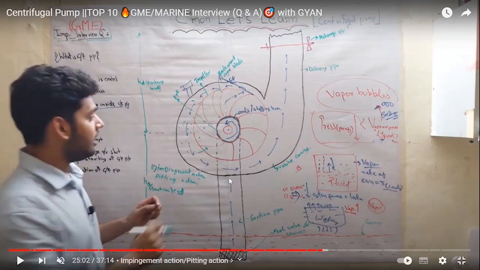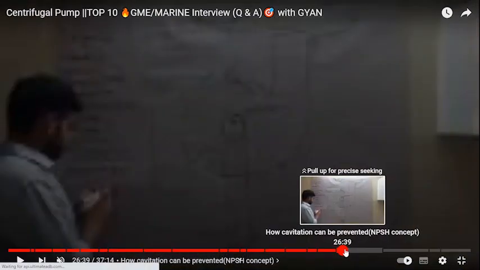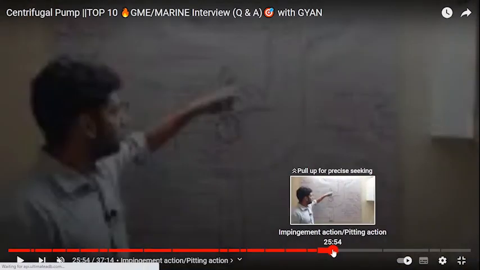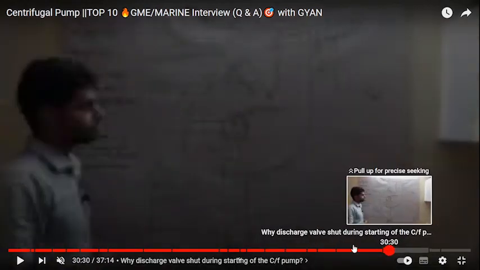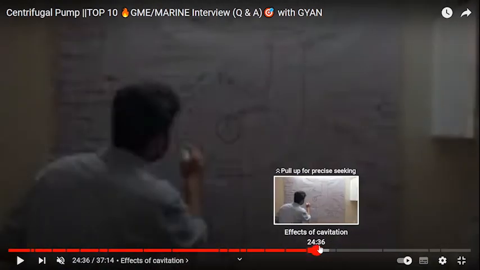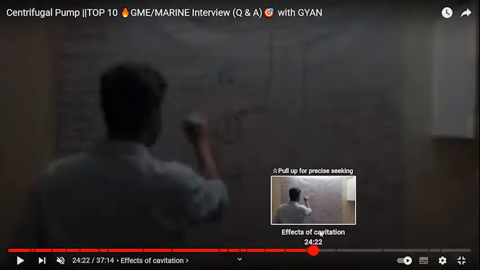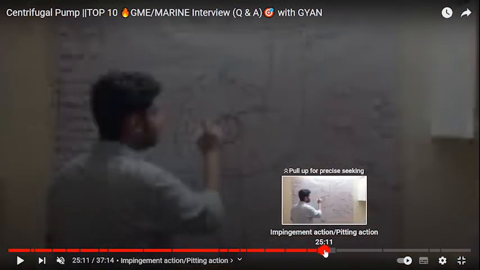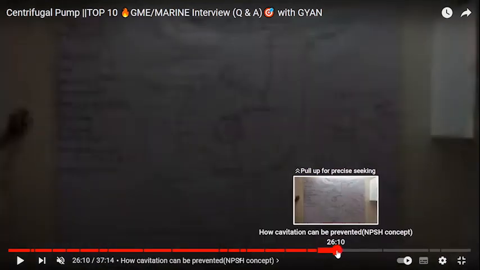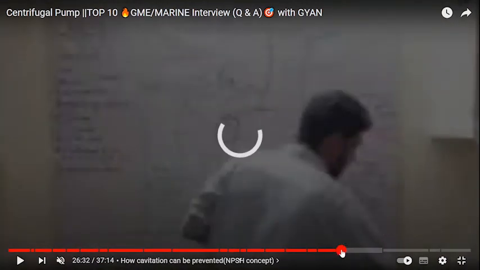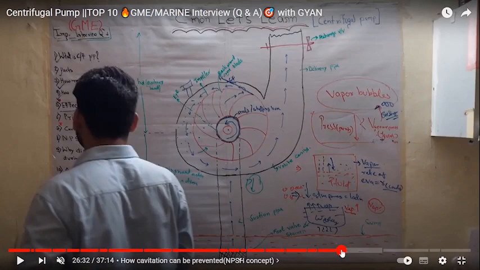And what does cavitation do? I have just explained the effect of cavitation, impingement, the effect of cavitation. Here you will get to see the effect of cavitation. What is impingement action? I have also explained. And now how can it be prevented? The NPSH concept comes to prevent cavitation.